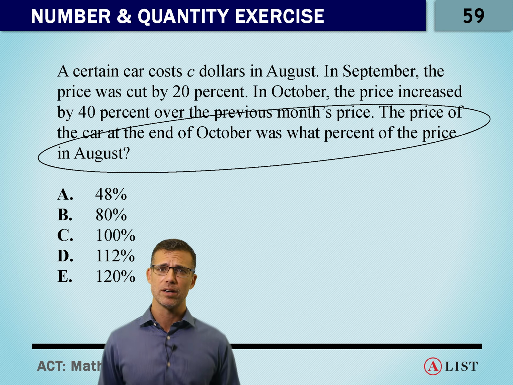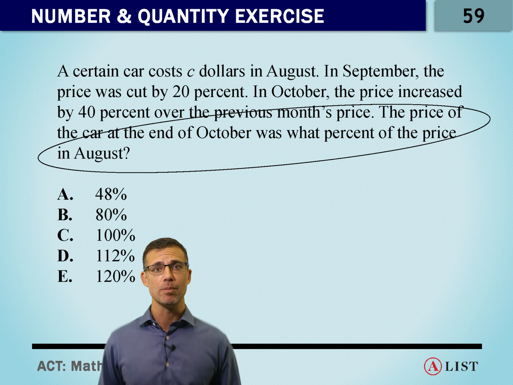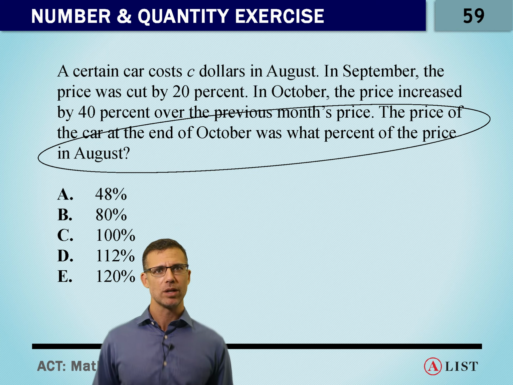Okay, let's circle the end of the question. That's always our anchor. What does the question want to know? The price in October compared to the price in August. Do we know August yet? No. Do we know October yet? No. That means that we can make things up. Plug-in, remember, is about proving relationships.